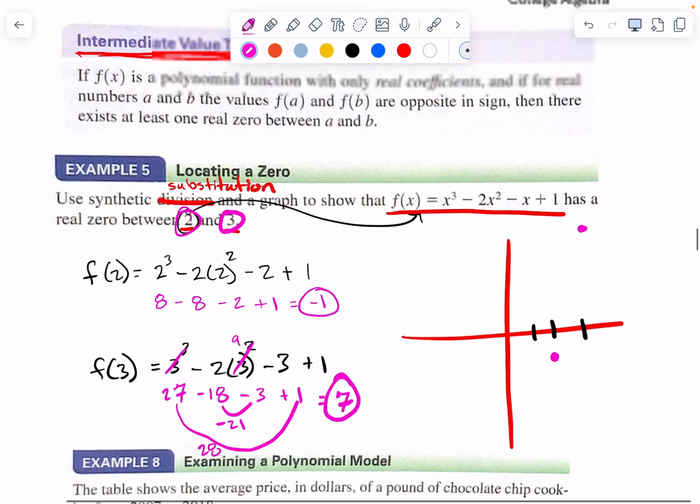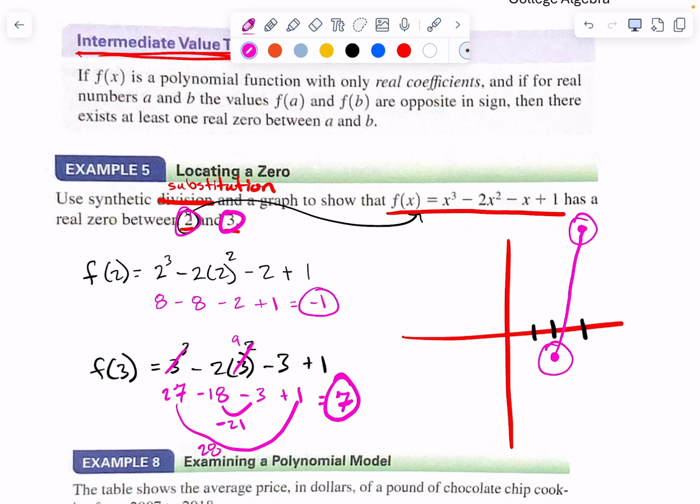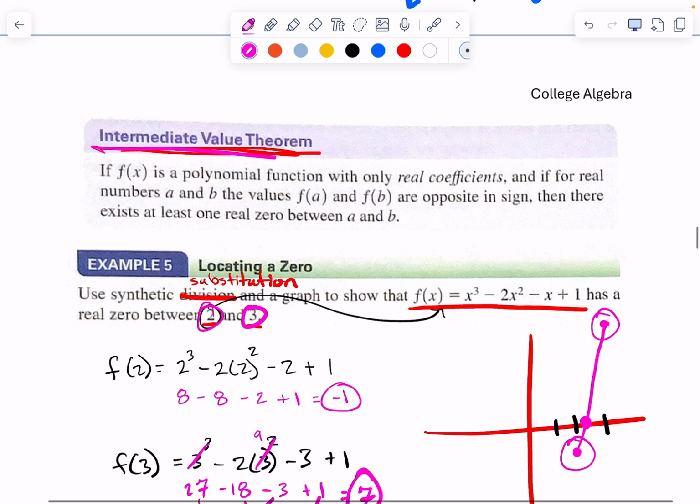Okay, so they say use this to show that there has to be a 0, a place where it crosses, between 2 and 3. Now, if I have 2 down here and 3 up here, basically one of them's negative and one of them's positive, does it not have to cross between 2 and 3? That would only make sense, right? If one of the values is negative and one is positive, it's going to have to be 0 at some point. That's what the intermediate value theorem says. It's kind of like a no-brainer type of thing.